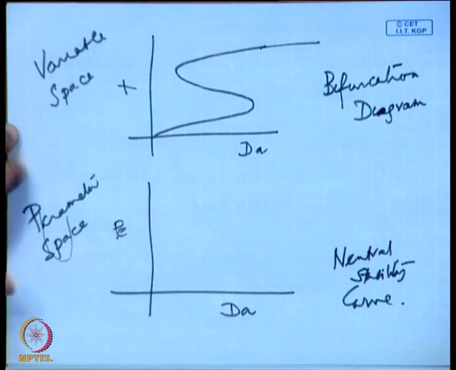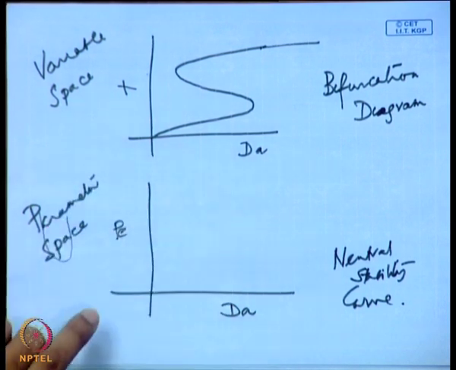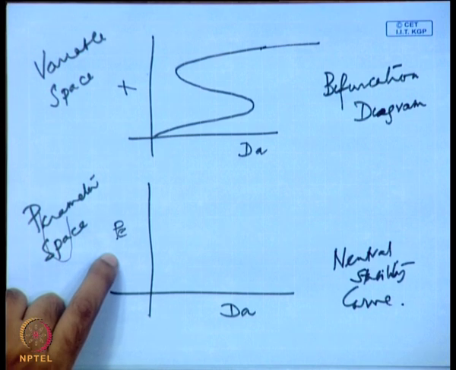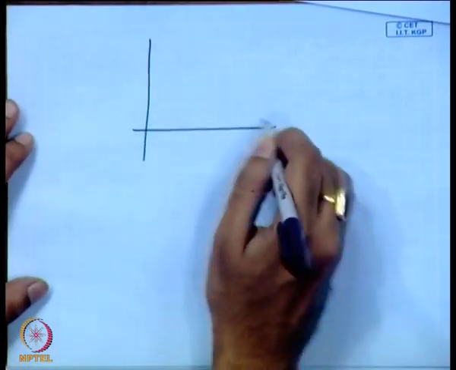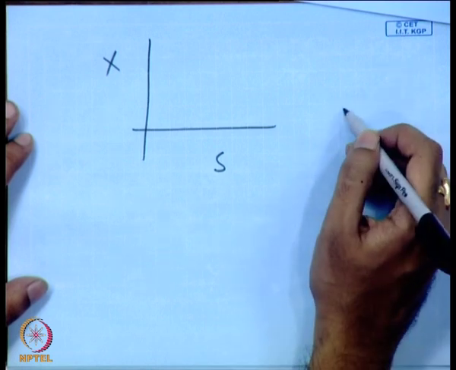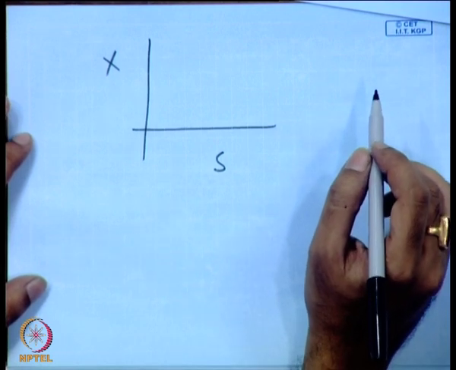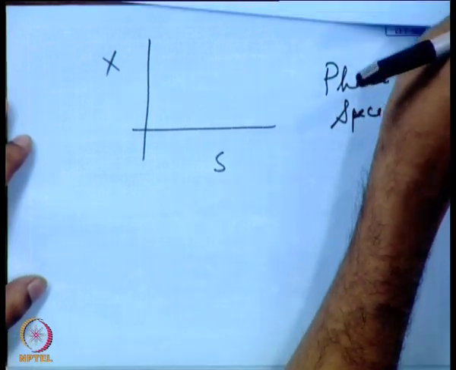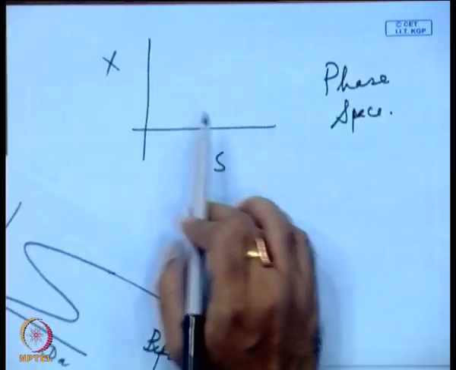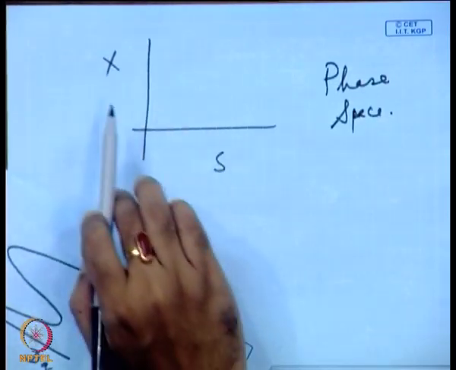Variable space means one variable versus a parameter. This is in the parameter space, which means 2 parameters, and then there is another kind of plot, what is it called, where you have 2 variables and you draw one variable versus another. Let us say in this case, if I want to draw in the x versus s space, what is it called? You don't remember, who remembers? It is called the phase space. Okay. So, the variable space here, the parameter space here, and the phase space is where both the variables are drawn against each other.